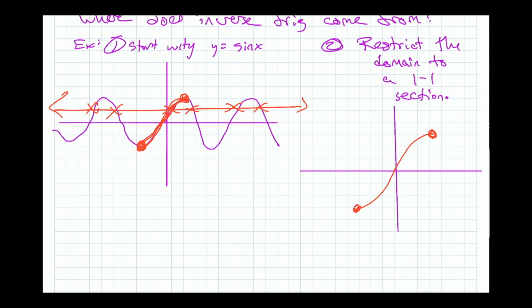You can cross that with a horizontal line, it only hits in one place. Okay, now what is that 1-to-1 section? For the sine function, it's negative pi over 2 to positive pi over 2, and negative 1 to 1. That's the piece of the graph that we're looking at.